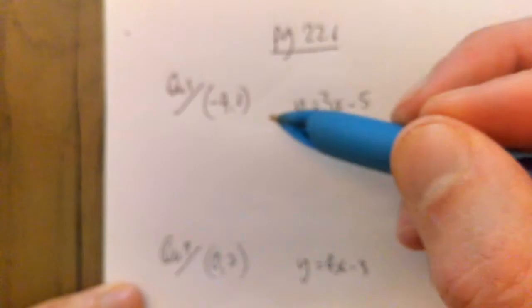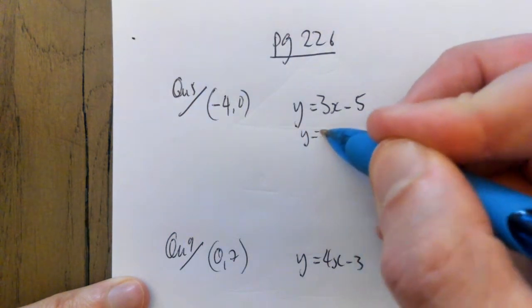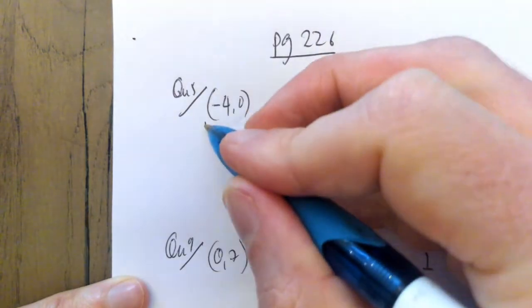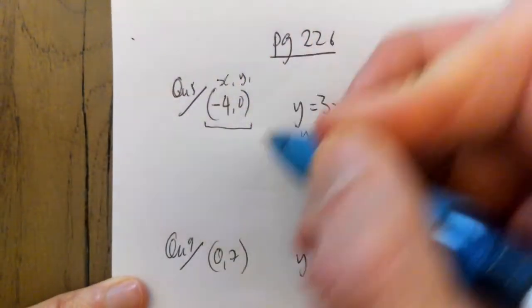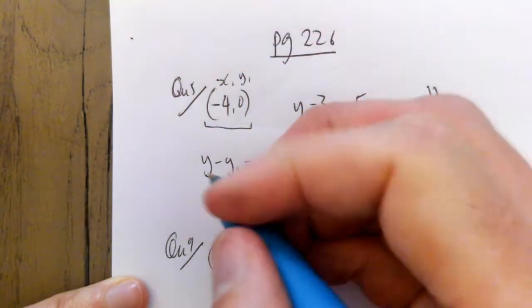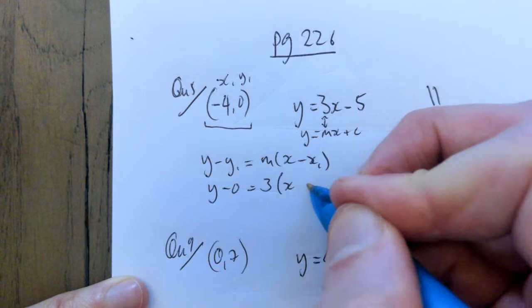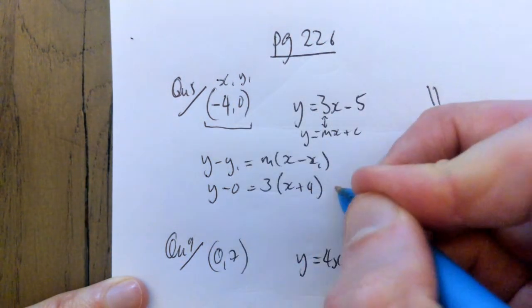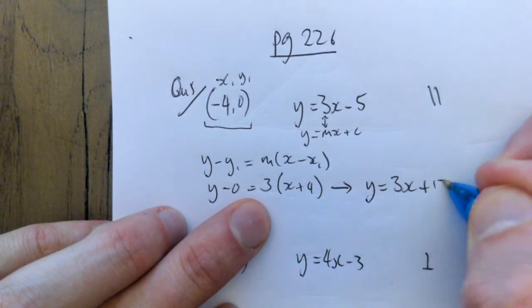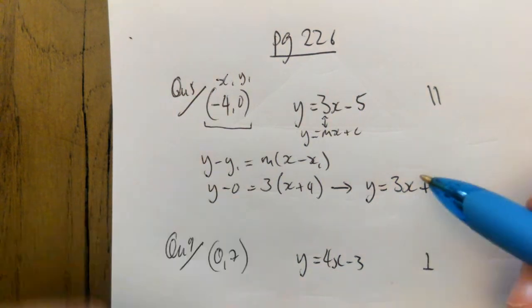Right. If it's parallel to this line, the slope of that line, because it's written in the form y equals mx plus c, the slope is 3. So, if it goes through this point, x1, y1, we go to our equation of the line, y minus 0 is equal to 3, because it's parallel to this one, (x minus -4), so x plus 4. So y is equal to 3x plus 12. And you can leave it like that, because the question didn't say put it in general form or anything, okay?